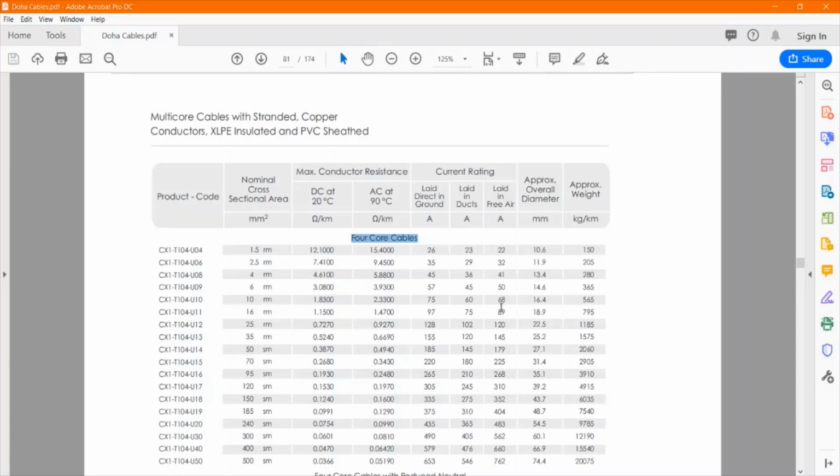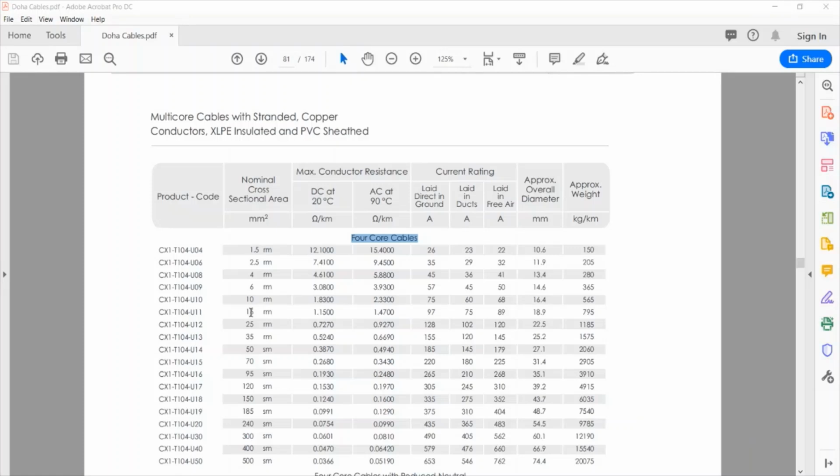So 75 lies between 68 and 89. Instead of selecting less than 75 amps, we will select more than 75 amps. So this cable is a 16 square millimeter size cable. This means that this cable can withstand 89 amps if laid in air, 75 amps if it's in duct, and 97 amps if it's laid in ground. This means that this is the suitable size that we need for our DB.